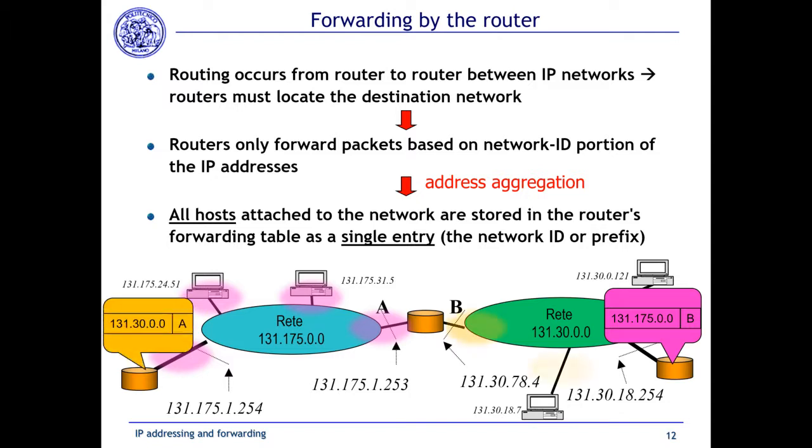And here you have the opposite. So each packet on that router on the left that is destined to any host or any interface belonging to the network 131.30.0.0 is sent towards the interface A of the intermediate router. Okay.